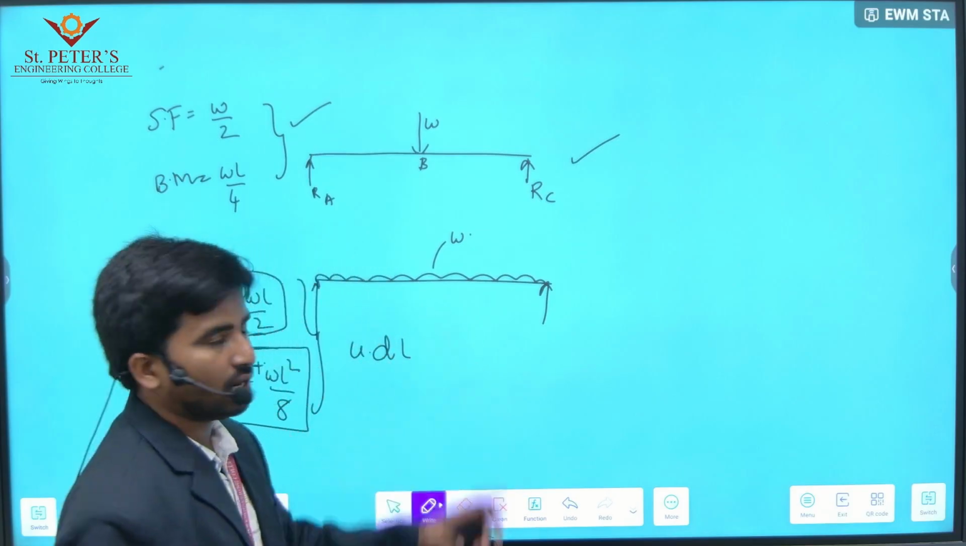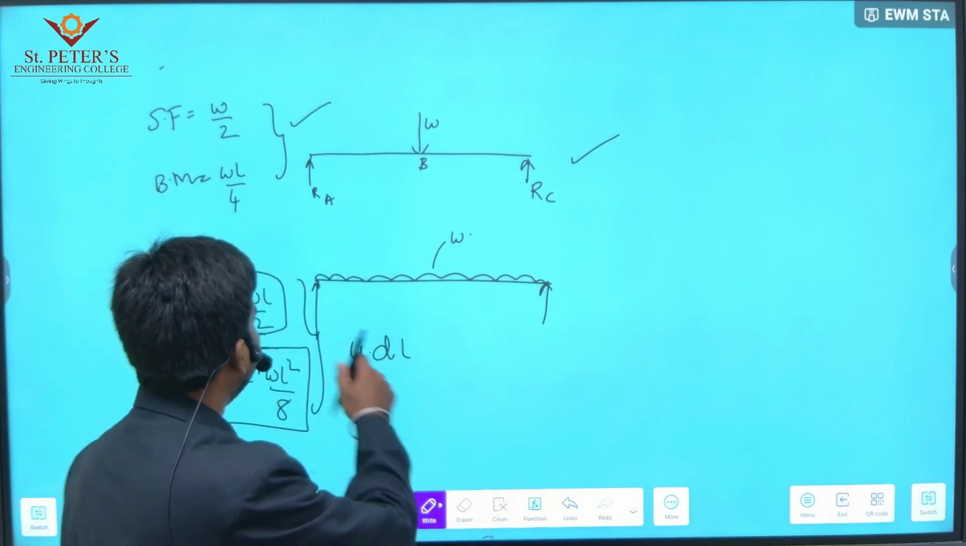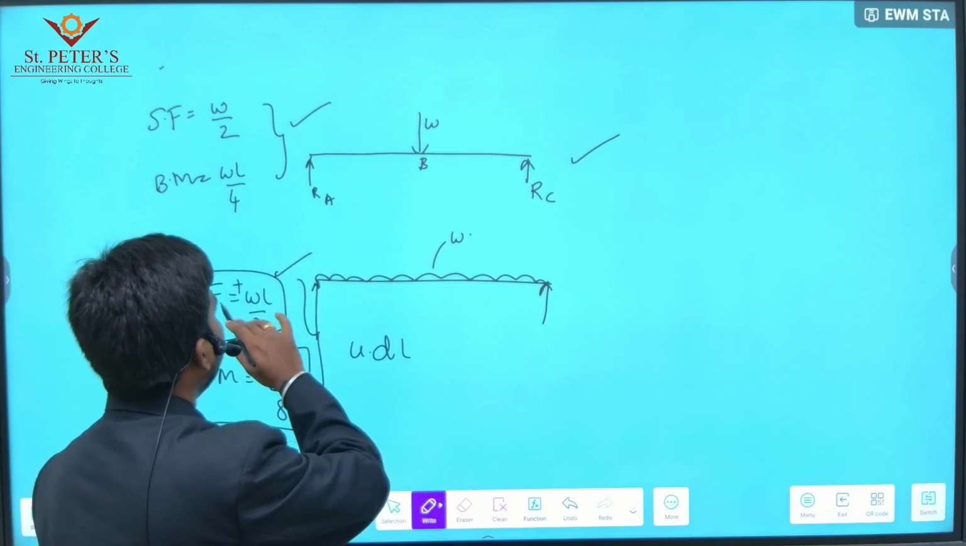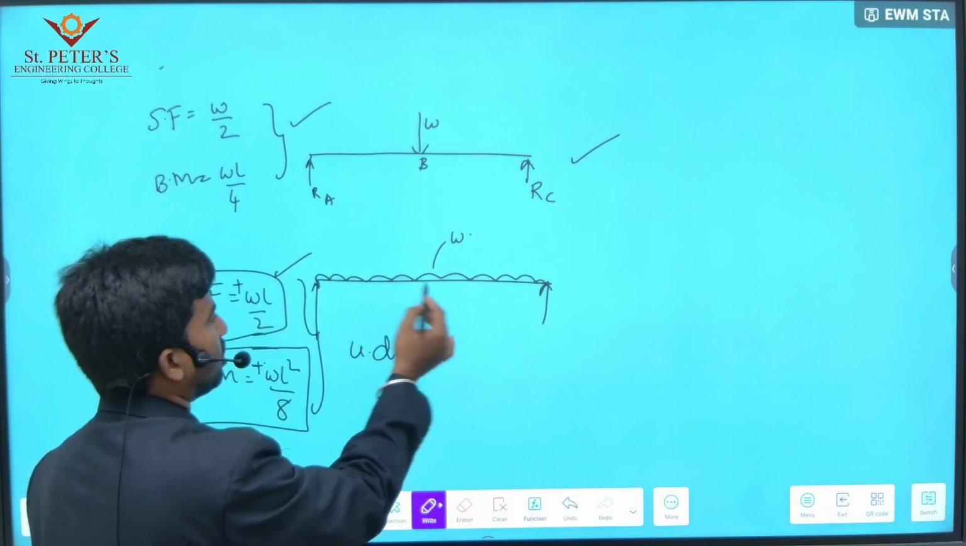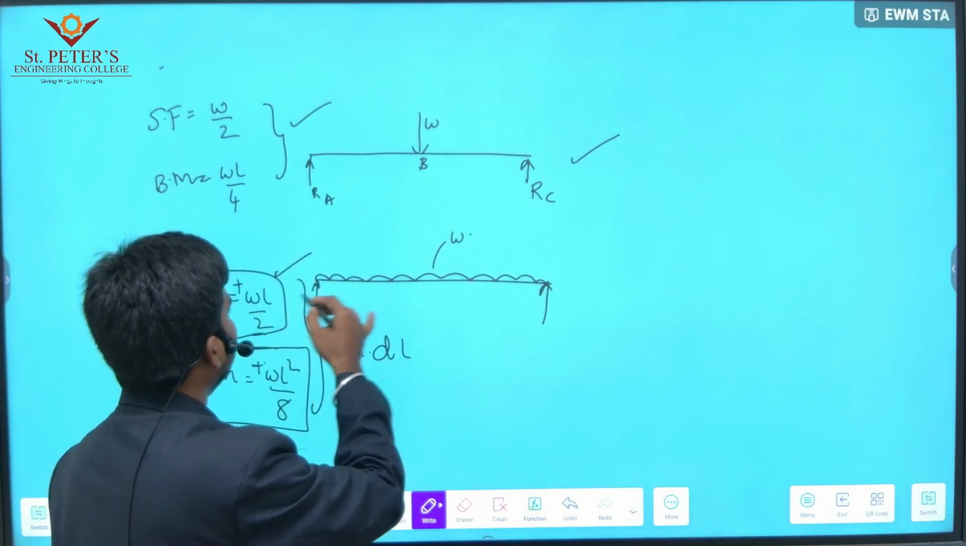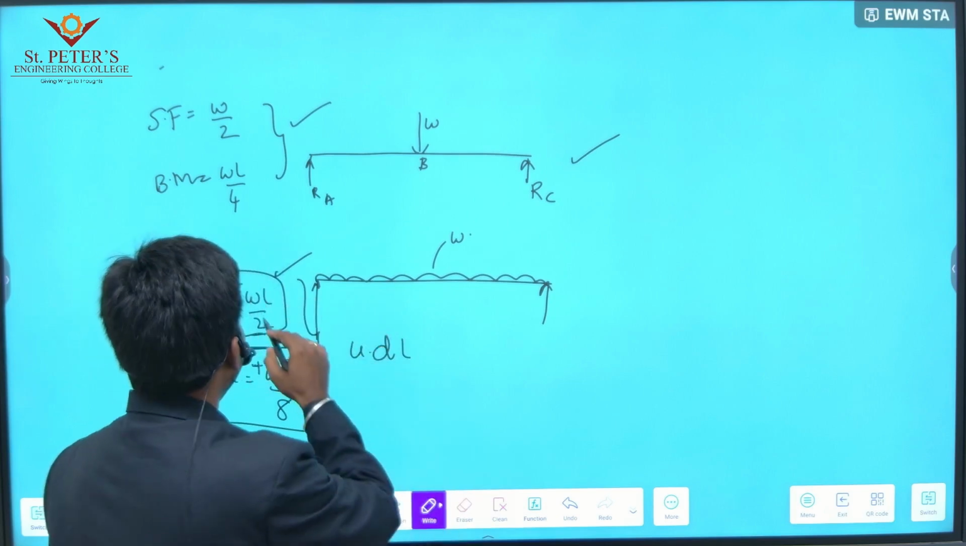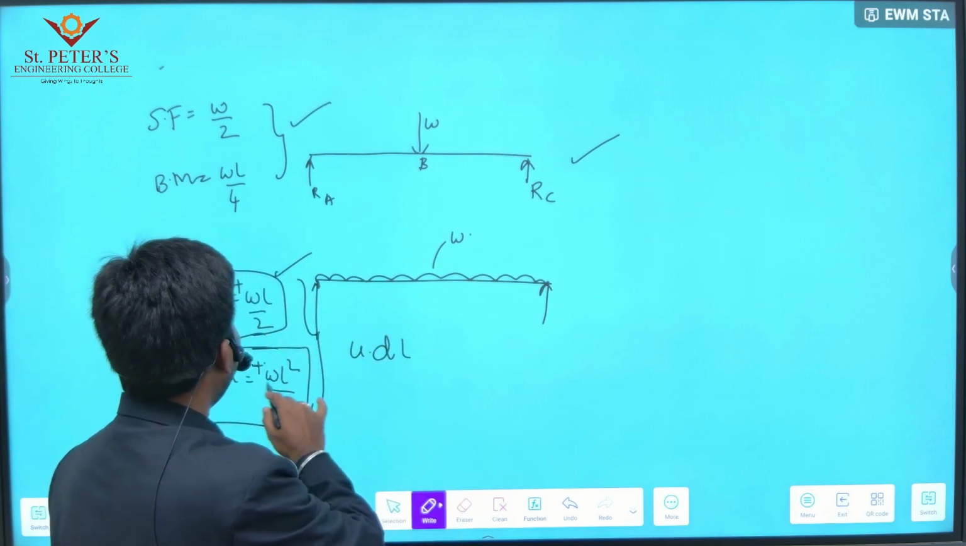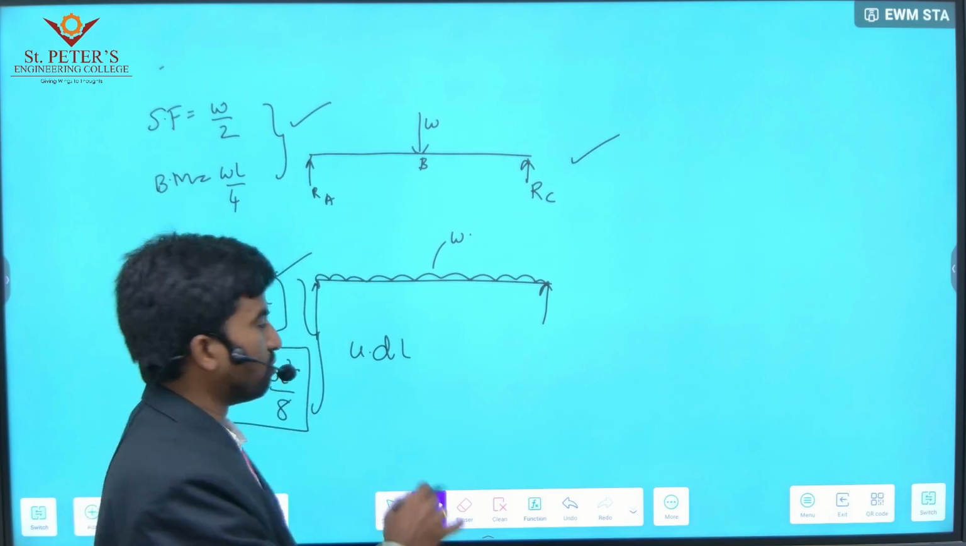Coming to UDL, or uniformly distributed load, the values are calculated like that only, but the values will change. Why? Because the load is UDL, uniformly distributed. Shear force is WL by 2. The bending moment is WL square over 8.